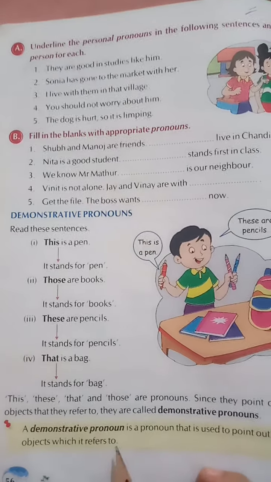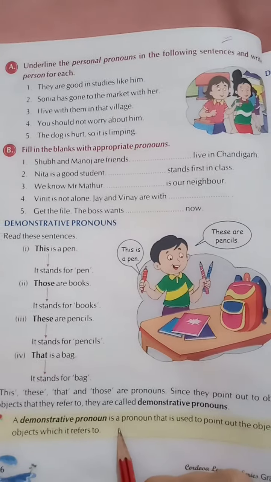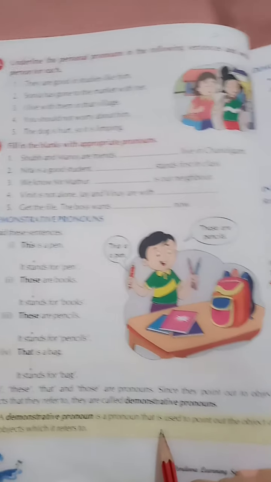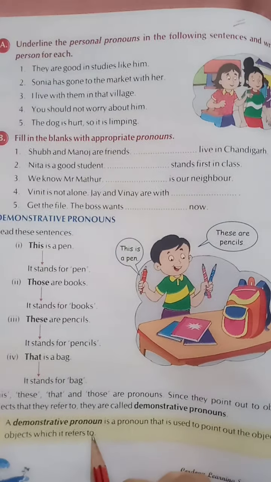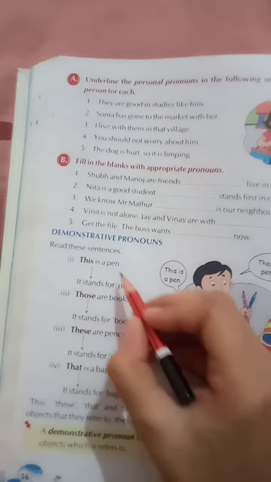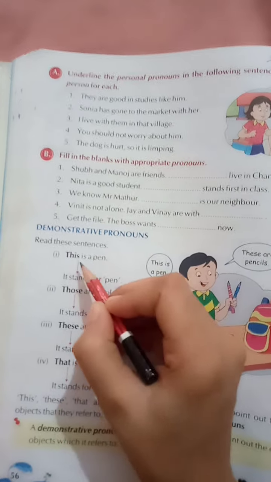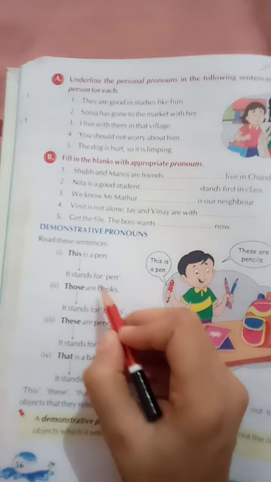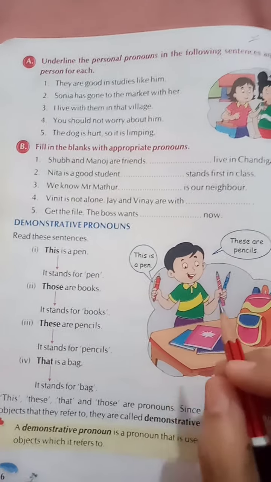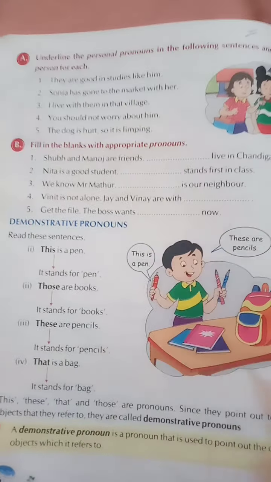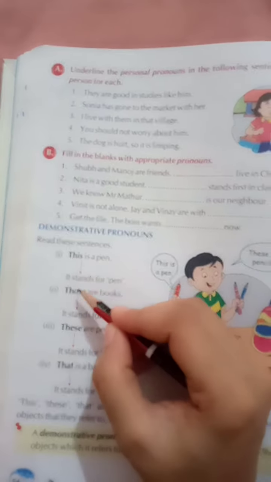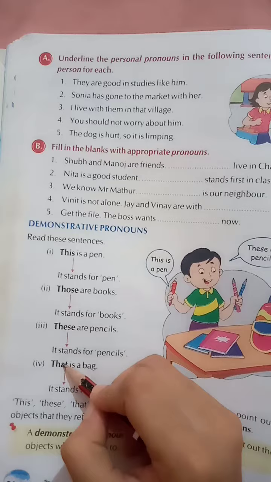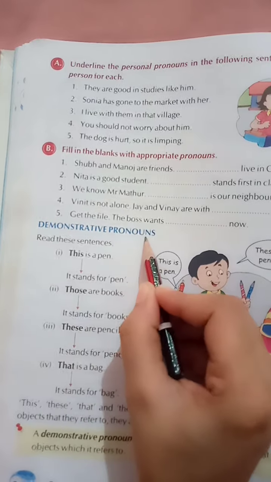Second one is demonstrative pronoun. A demonstrative pronoun is a pronoun that is used to point out the object or objects which it refers to. For example, this is a pen, those are books. Means this, that, these, those. These words refer to the object about which we are talking. So this, those, these, and that are called demonstrative pronouns.